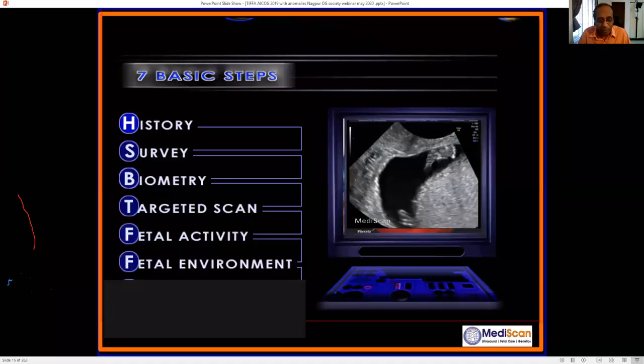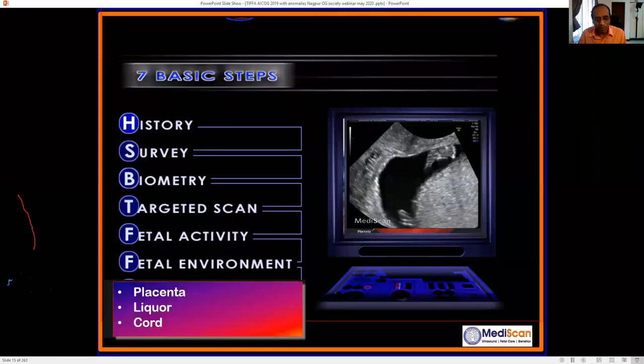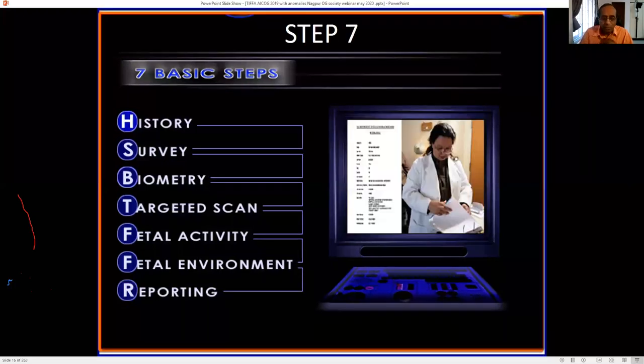So next is fetal environment. In fetal environment, we look at three things again: placenta, liquor, and cord. We'll come back to that later. And then we look at fetal activity as we do the scan, and then the final step is the reporting.